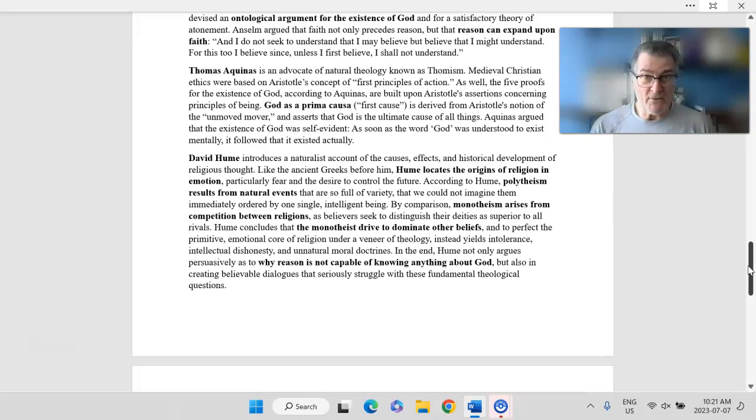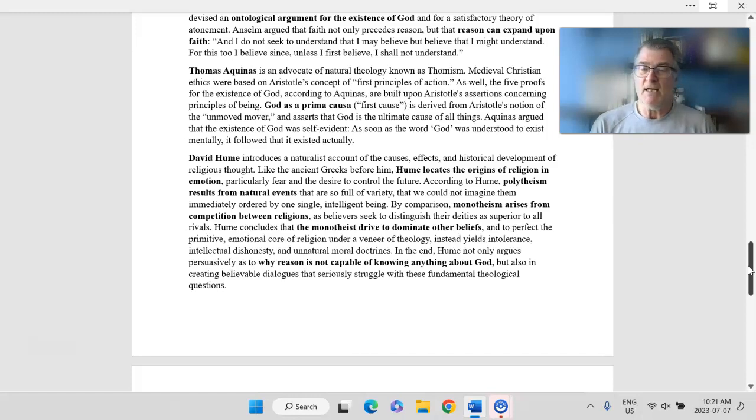And so, by comparison, monotheism arises from the competition between these different polytheistic religions. And Hume argues that believers try to distinguish their deities as superior to all rivals, and that part is not difficult to buy into, because we see competition between religions still today. Those are religious wars. The religious wars that have occurred over the last few thousand years are exactly that, as one religious group tries to assert dominance over another one.